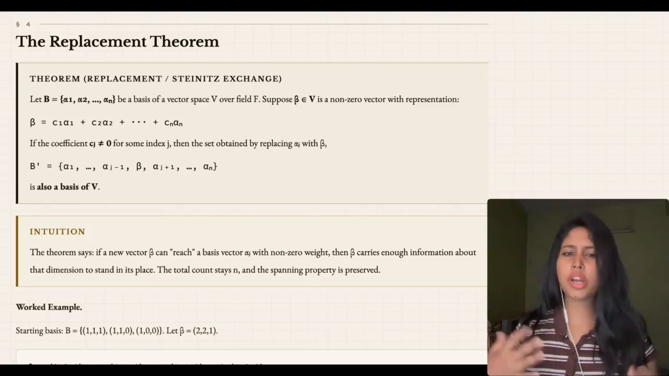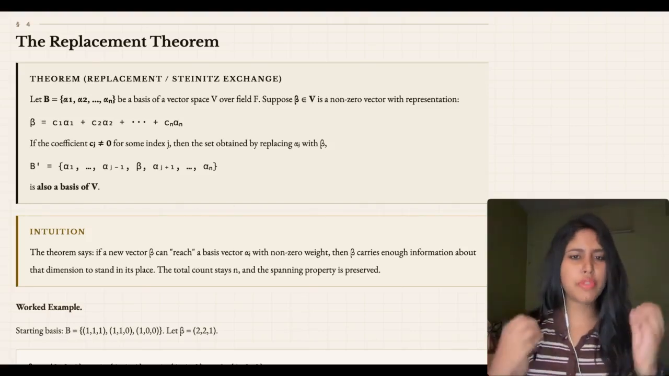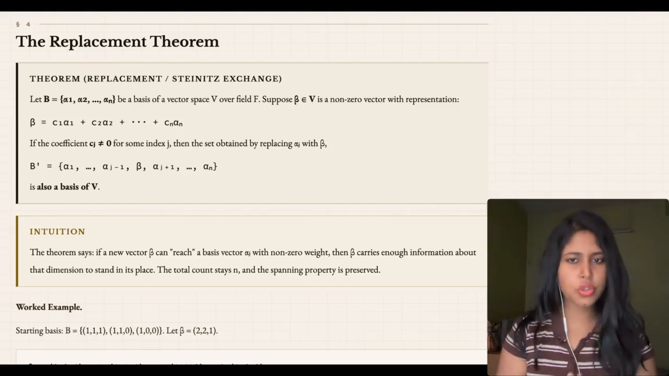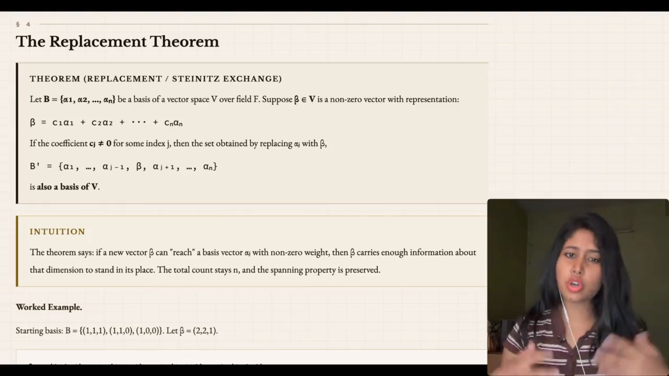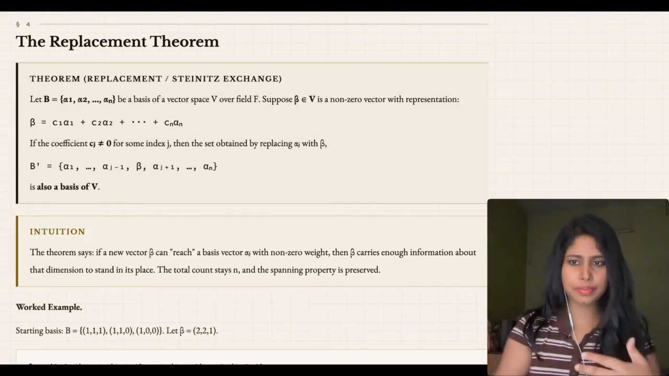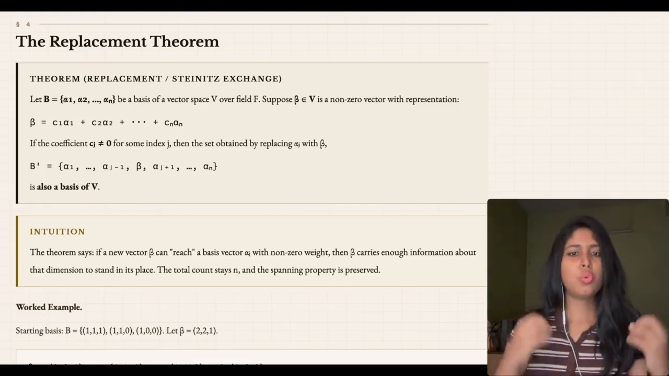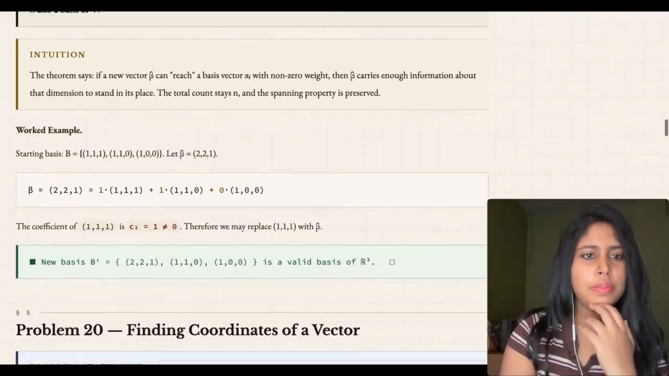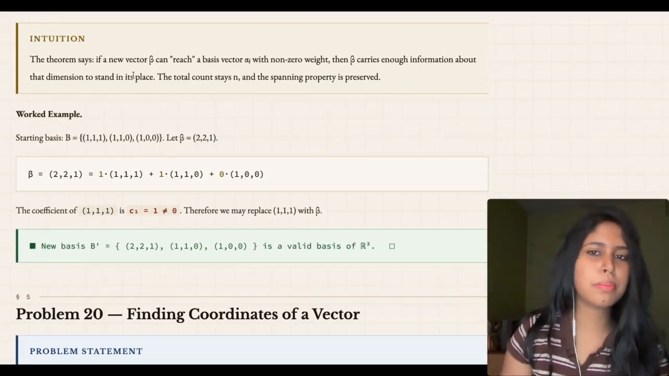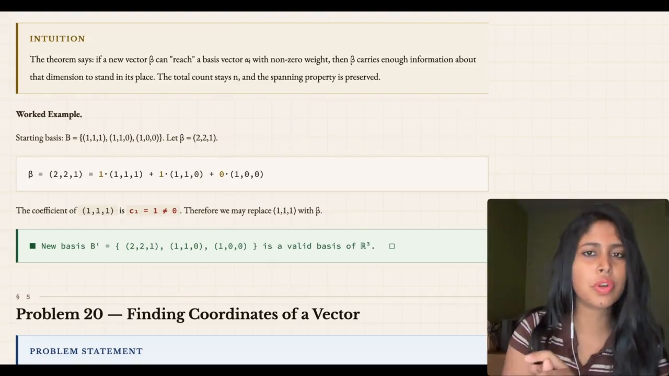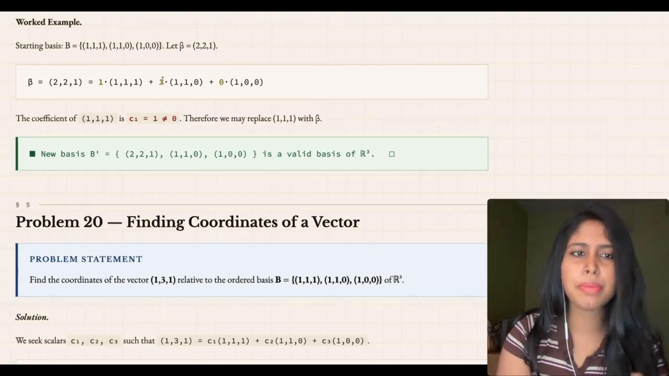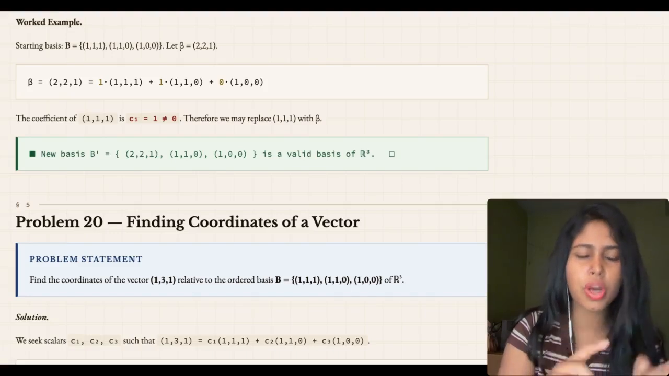Now, in plain English, what am I trying to say? If a vector beta can be expressed using the basis and it has a non-zero contribution from basis vector alpha j, then beta can step in and take alpha j's place without breaking the basis. Now you can see I have put an example here. I have given the intuition behind what to understand from this theorem. Before understanding the theorem, you can read the intuition and see in this example what I am showing. In this example, we take our basis to be 1, 1, 1.